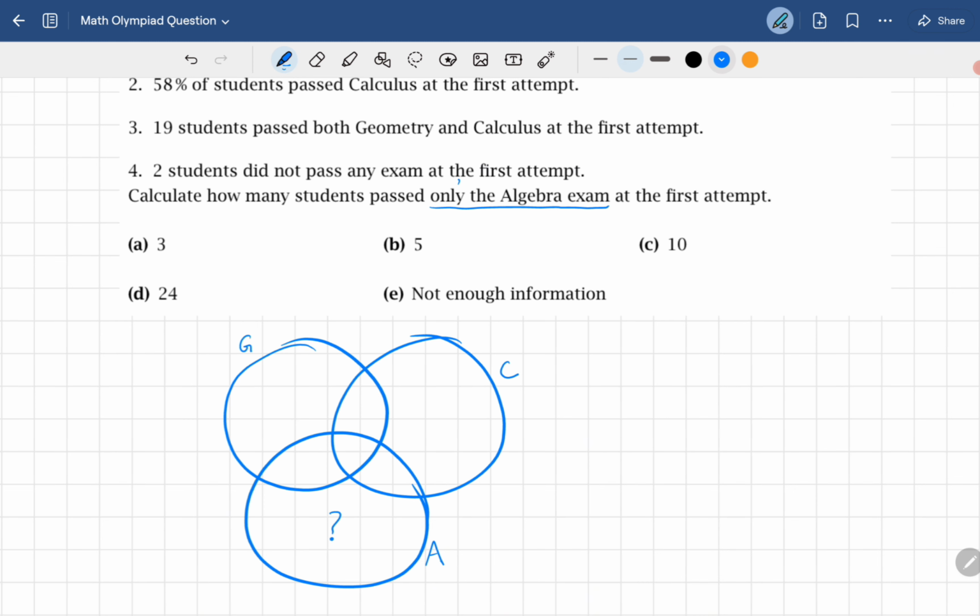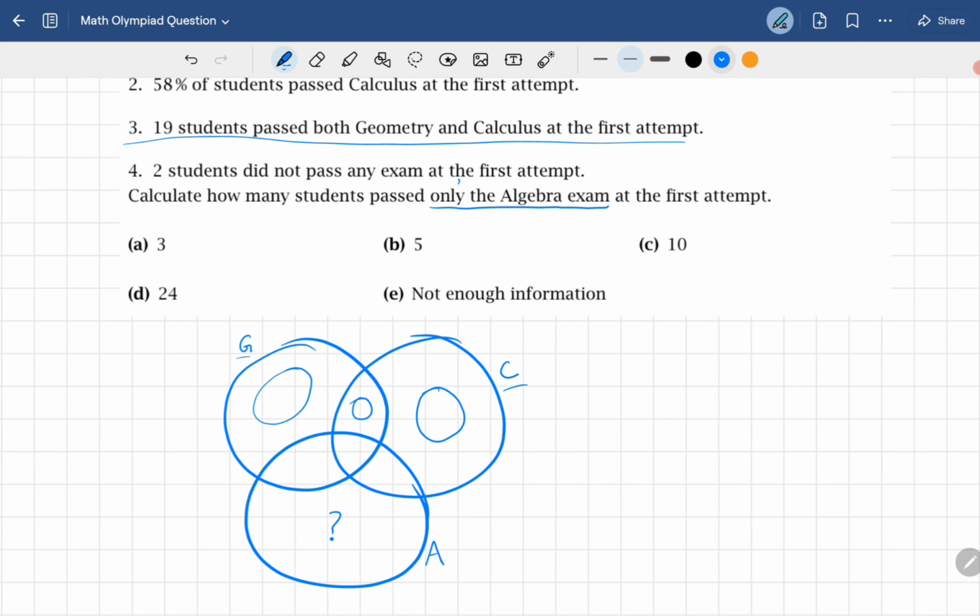Now, in order to find how many students actually pass algebra, we need to understand this diagram a little bit more. So over here will be how many students only passed geometry. Only passed geometry, meaning that they either didn't take calculus and algebra or they failed calculus and algebra and only passed geometry. This one, same thing. You're only going to write the number here for the number of students who passed only calculus, not geometry or algebra.